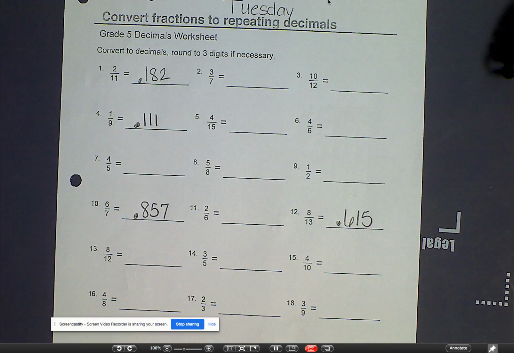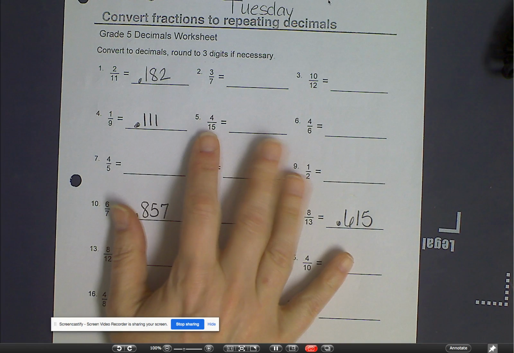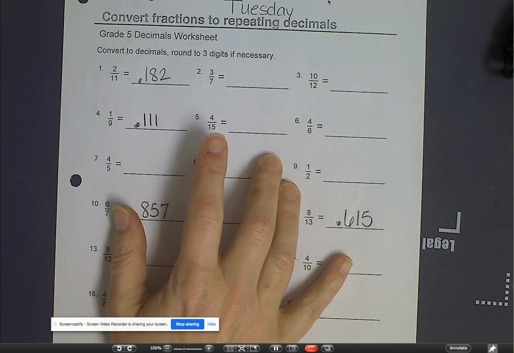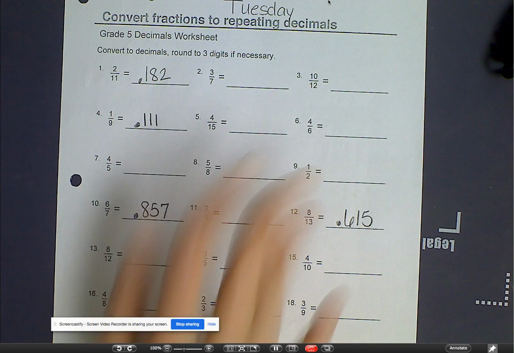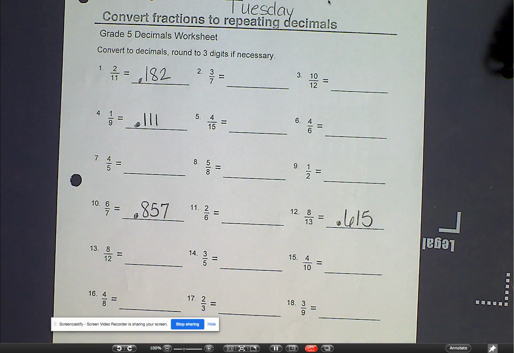You guys did pretty good on this when we learned it in class. This one right here is the one I'm more concerned about because I think we haven't practiced it enough. So when you don't practice something, you tend to forget how to do it. So that's why I'm bringing this back up this week.